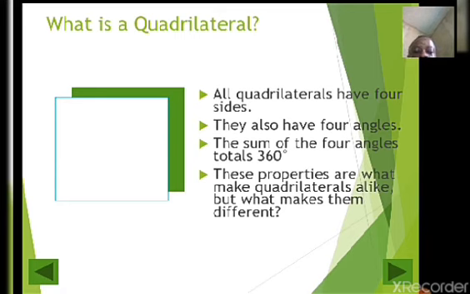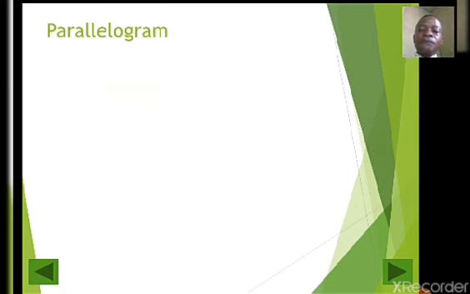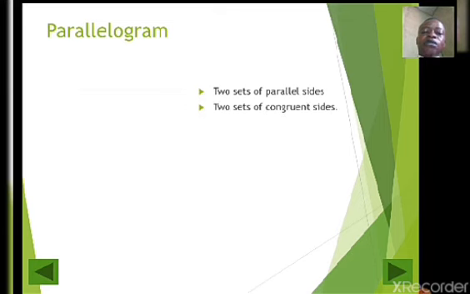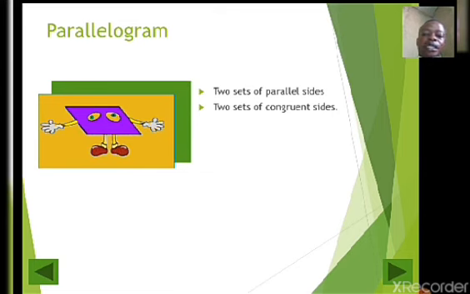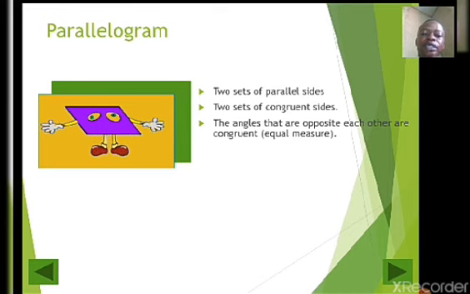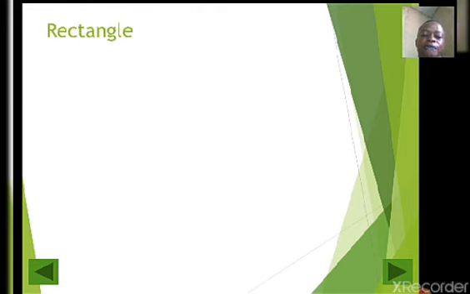But what makes them different? So we want to consider their differences. Do they even have differences at all? Let's give attention to their differences. The first one under quadrilateral that I want to consider is parallelogram. A parallelogram has two sets of parallel sides, two sets of congruent sides. That is, opposite sides are equal. The angles that are opposite each other are congruent, they have equal measurements.